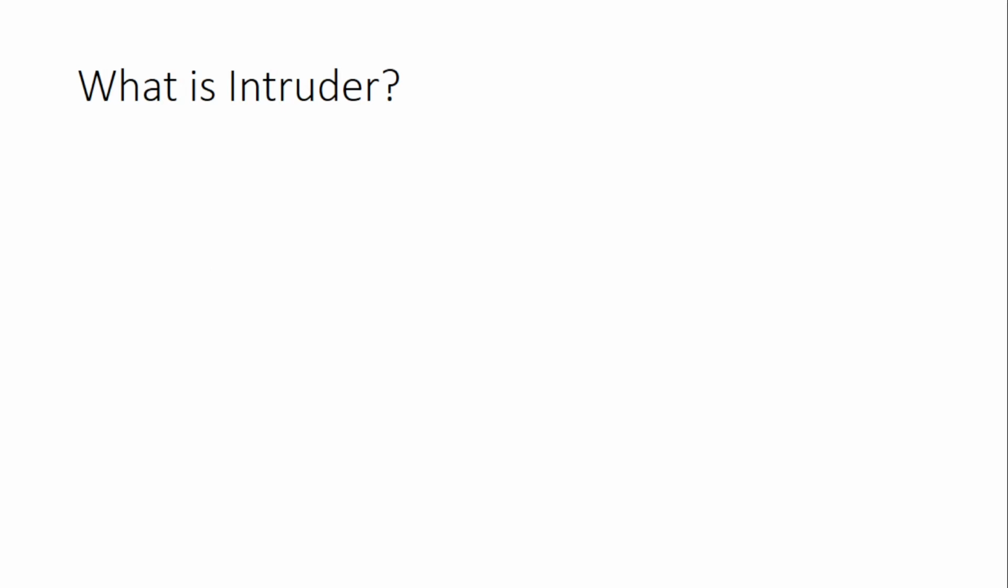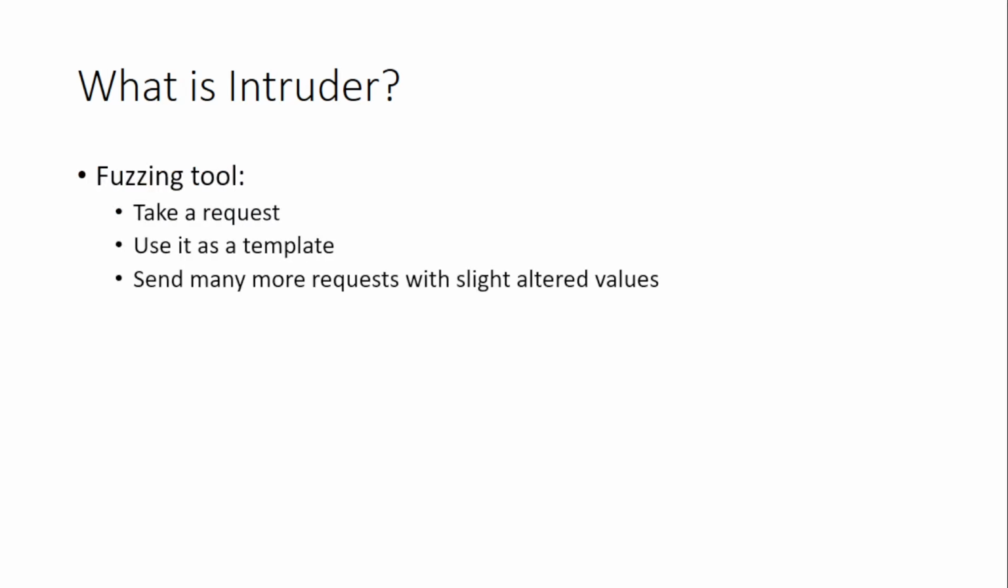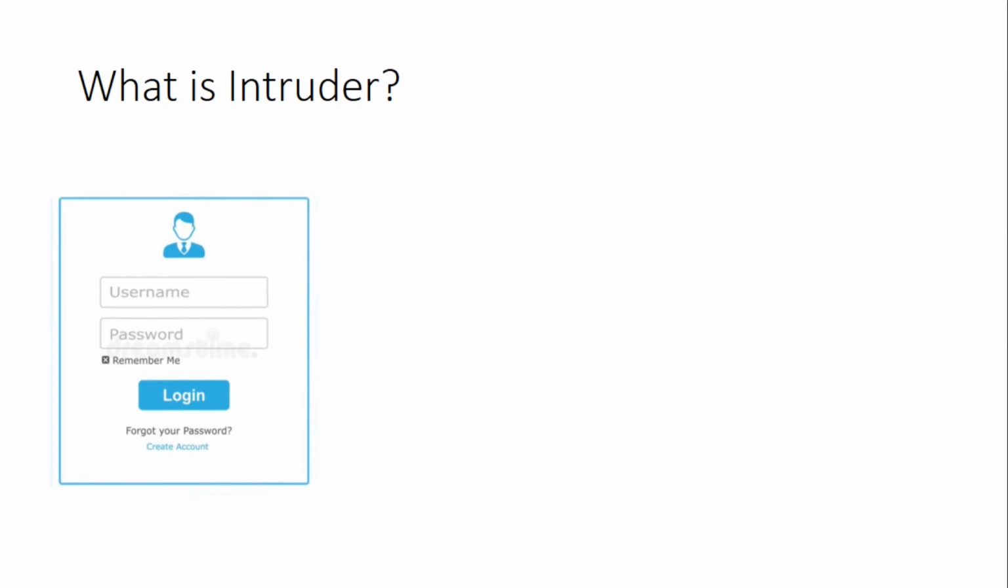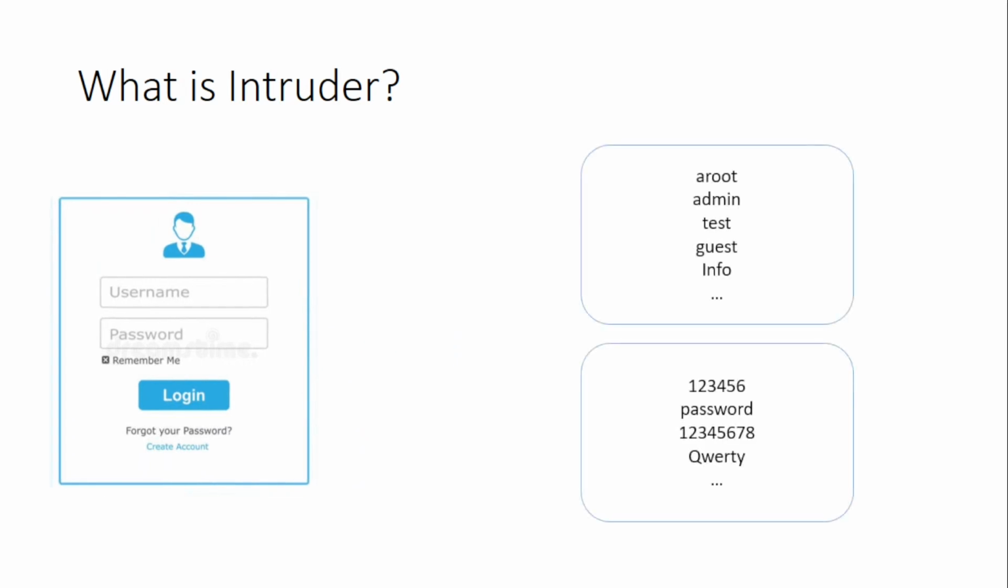So Intruder is in fact a fuzzing tool, which means it takes a request and uses it as a template to send many more requests with slightly altered values automatically. For example, let's say we have this login form and we want to attempt some fuzzing here. What we do is first capture a request containing a login attempt, and then we would configure Intruder to swap out the username and the password with word lists, which allows us to brute force the login form.